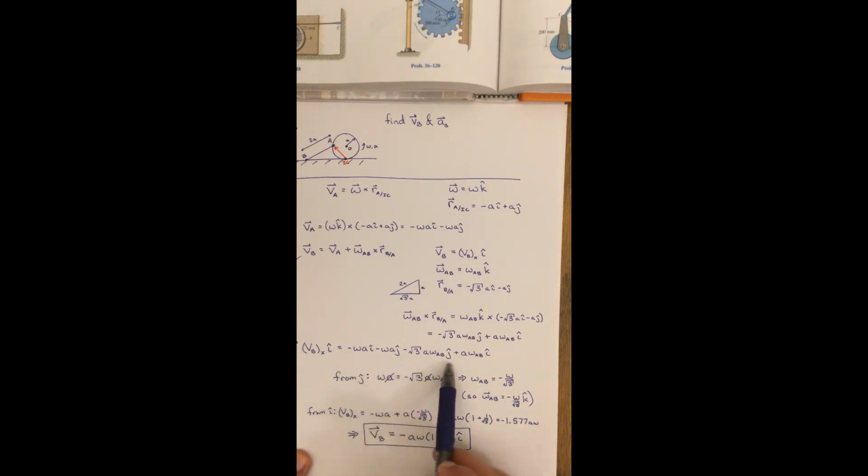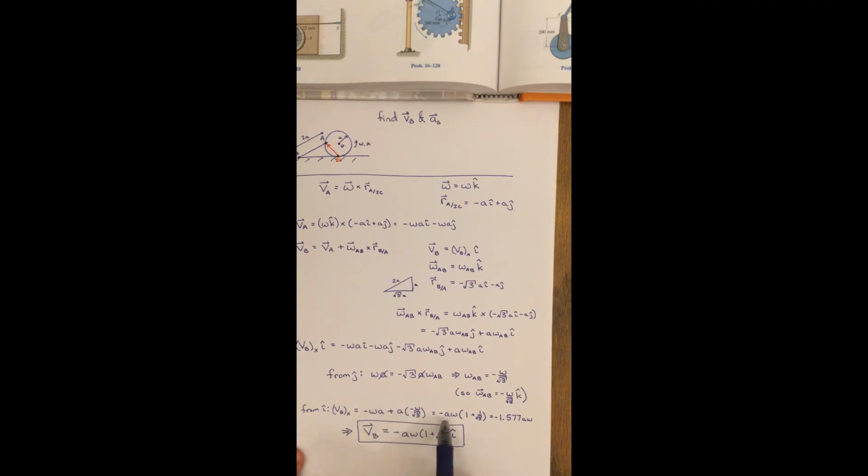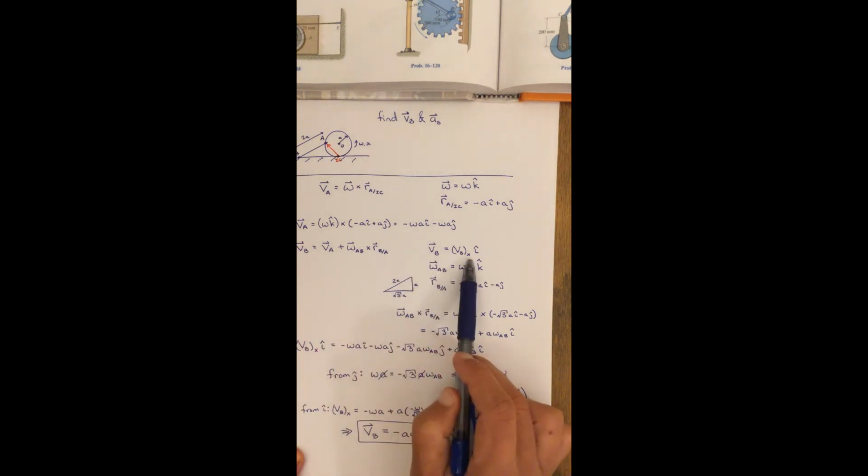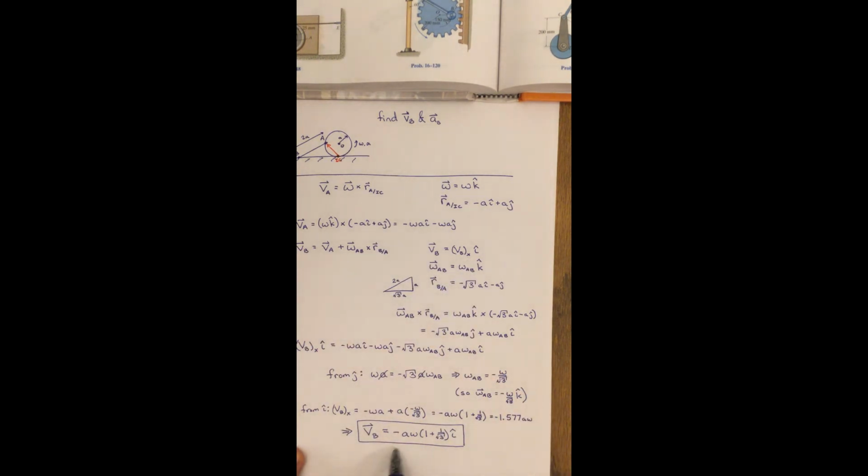Now I can look at the i hat components, which I have here. So VBX is equal to minus omega times A plus A times omega AB, and then we take this and put it in for omega AB. If I pull out an A times omega, that leaves me with a 1 from this term and a 1 over square root of 3 from this term. And 1 plus 1 over the square root of 3 is 1.577, so you could write that as this also. If you keep it in exact form, your velocity for B just has an x component. So here's your velocity for B. Okay, so that was the first thing that they asked us to find.